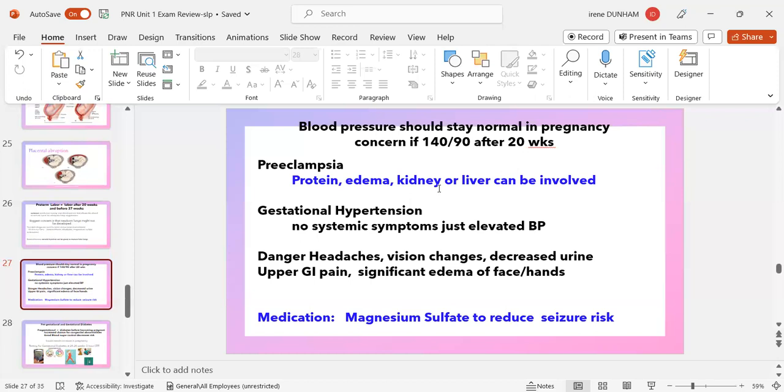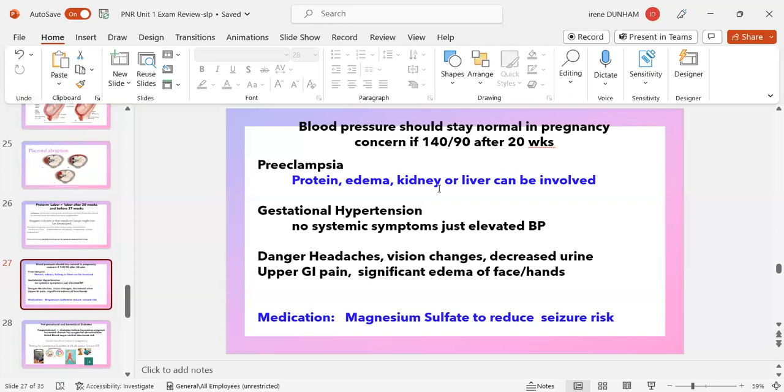And then she has significant edema of the face and hands. Okay, now I'm going to tell you a little tidbit. When your patient complains of epigastric pain, the next symptom to happen to that patient is a seizure. That's why it's very, very significant when she gets to that point, because she's real close, but the next thing would be a seizure. And then she goes into eclampsia.